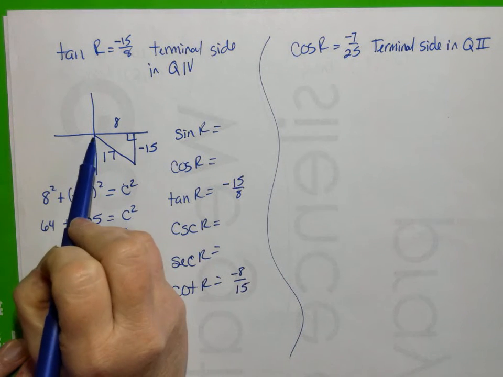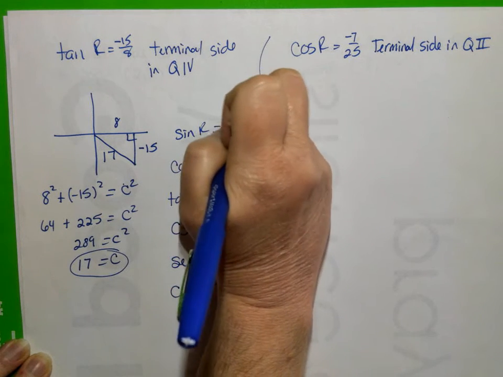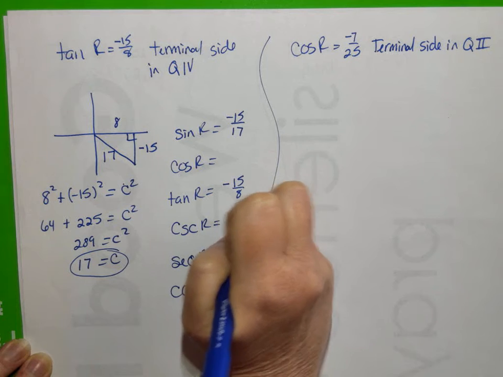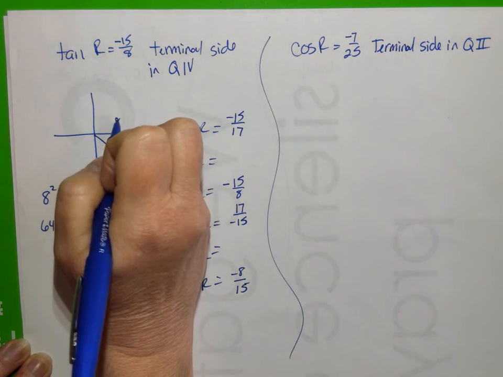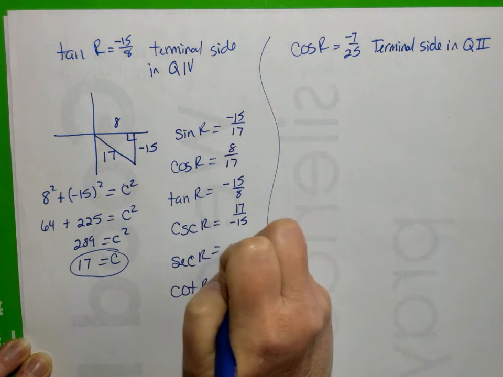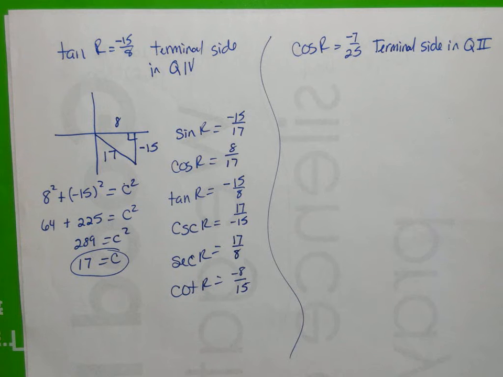So if I take a look, the sine is the opposite over the hypotenuse. So -15/17, which makes the cosecant 17/-15. The cosine is adjacent over the hypotenuse, so that's 8/17, which makes the secant 17/8. Not too bad. Let's do that again.